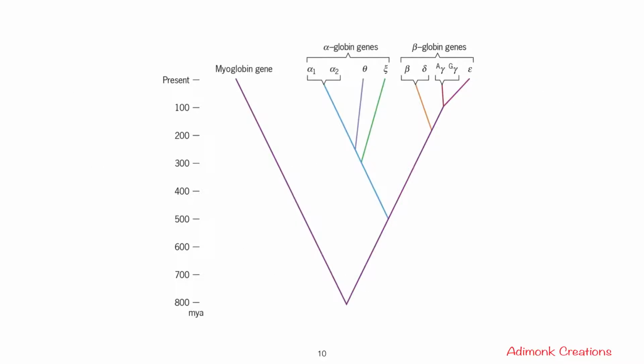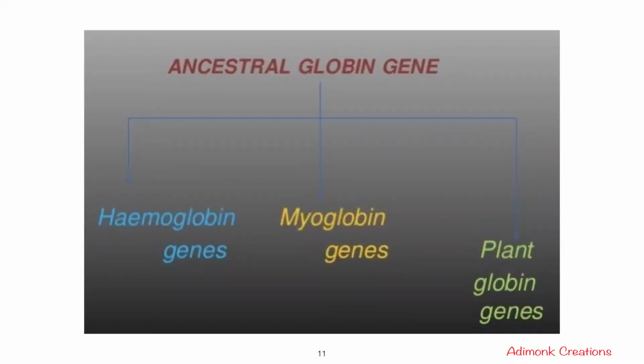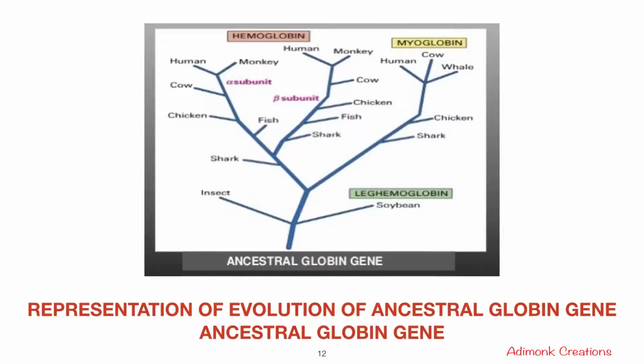This picture shows how the ancestral globin gene diverged 800 million years ago into myoglobin and hemoglobin genes, and how further, around 500 to 400 million years ago, the alpha globin gene and the beta globin gene diverged. So from the ancestral globin gene, it diverged into hemoglobin genes, myoglobin genes, and plant globin genes. This is also a figure which represents the evolution of the ancestral globin gene.